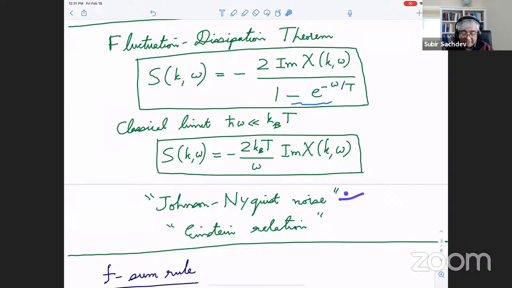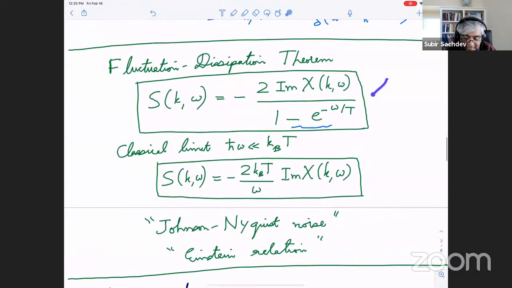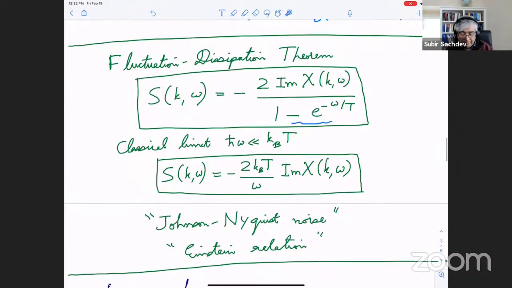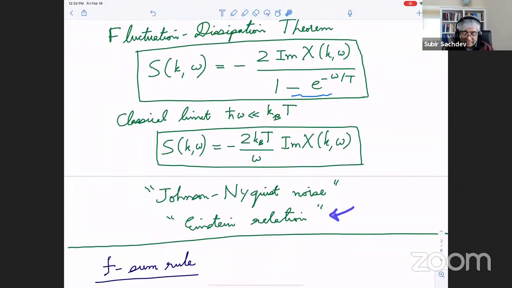Another famous example of this is the Johnson-Nyquist noise in a wire, which relates the noise in a wire to the temperature and the resistance. And that's again a fluctuation dissipation relation, because the noise is a measure of fluctuation and the resistance is a measure of dissipation. There are other examples too, but they all ultimately can be derived from this very fundamental relation, which applies even quantum mechanically. These two are both classical limits of corresponding relations. Actually, the Einstein relation can also be easily generalized to quantum mechanics.